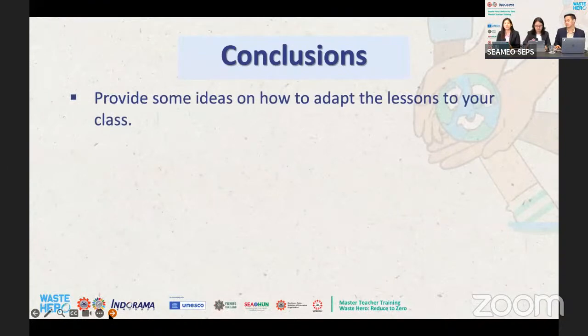You can choose either level that you think is suitable for your students. We hope that today we provided you some ideas on how to adapt the lessons to your class. Today I brought level 3, which is suitable for 6 to 8 graders. You can adapt it from the practice today, or you can make a new activity which is more interesting to your students.